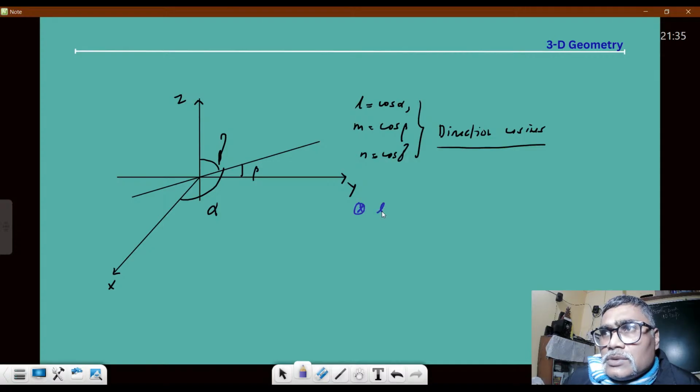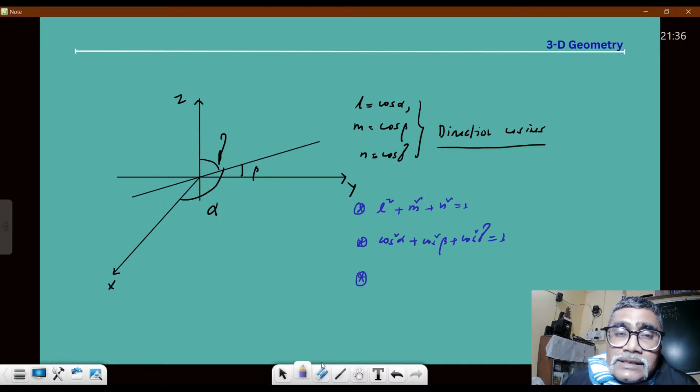Okay. So immediately, whenever we get this, we have a very important result related to it. This must always be remembered: l square plus m square plus n square equals 1. This is an important result which you need to always remember. This is very, very important. Corresponding to this, cos square alpha plus cos square beta plus cos square gamma equals 1. This is the result.